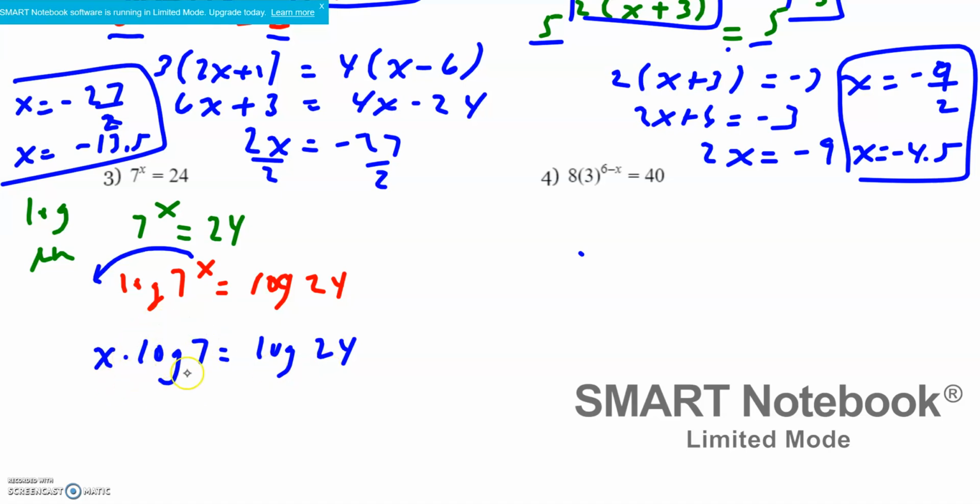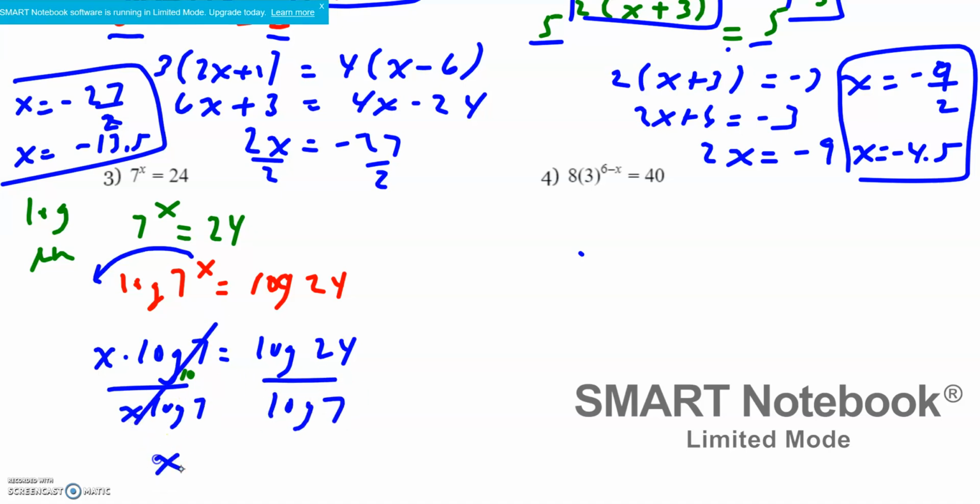Now this log in this 7 does not cross out and become 1, because again you assume that this is really log base 10, and this does not equal 1, because 10 to the first power does not equal 7. If this was log base 10 of 10, that would become 1, but in this case it does not. So anyway, what we're really going to do is divide both sides by log of 7.